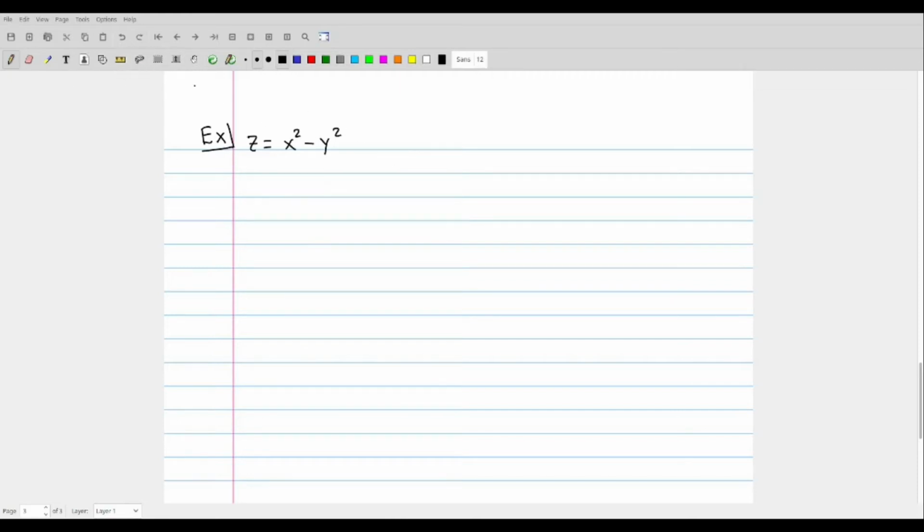So sure enough, we want to do all of our traces here. We want to do the x trace, the y trace, and the z trace. For the x trace, we're fixing values of x. For the y trace, we're fixing values of y. And for the z trace, we're fixing values of c.